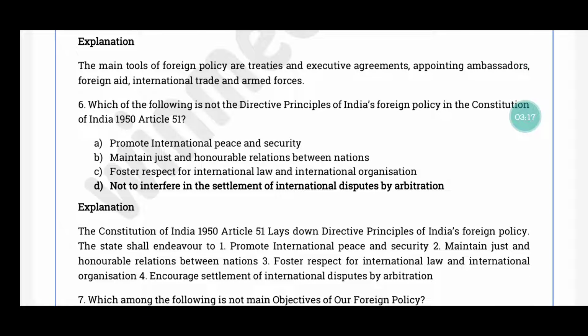Question number 6. Which of the following is not the directive principles of India's foreign policy in the Constitution of India 1950, Article 51? The correct answer is option D, not to interfere in the settlement of international disputes by arbitration.